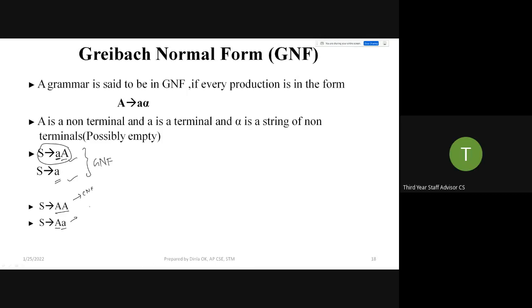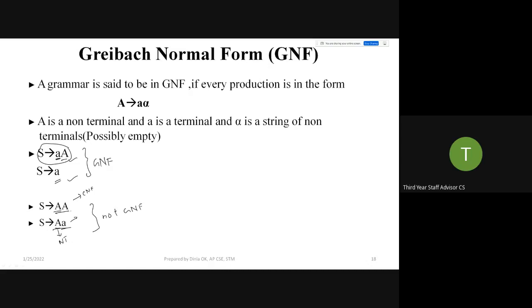In the same way, we can say that this production is not in GNF also, because we must have a terminal symbol, or a terminal symbol followed by any combination of non-terminal symbols. So this is not in GNF. In the same way, this is also not in GNF, because what comes first is a non-terminal, followed by a terminal. So we can say that this is also not in GNF.